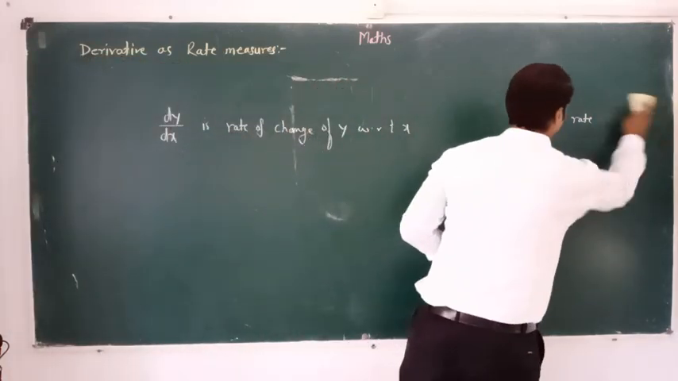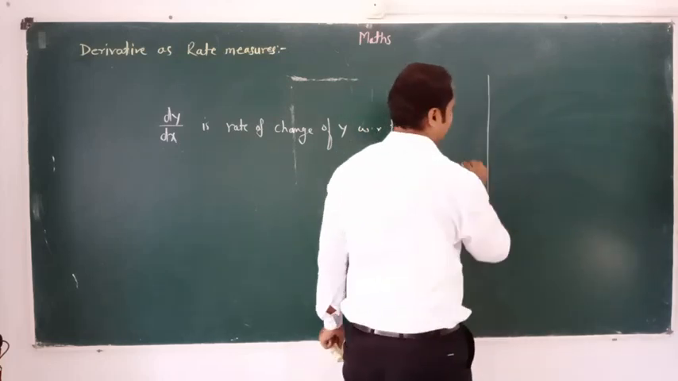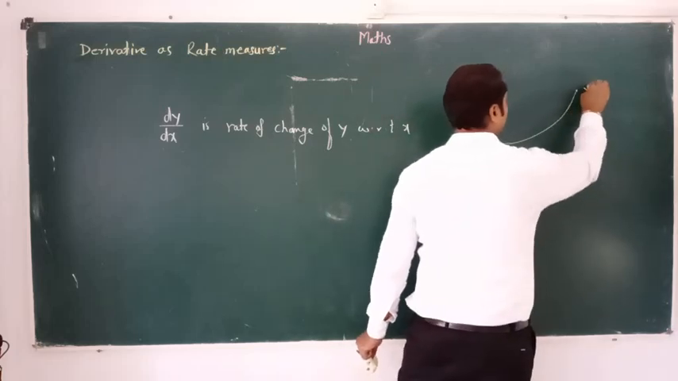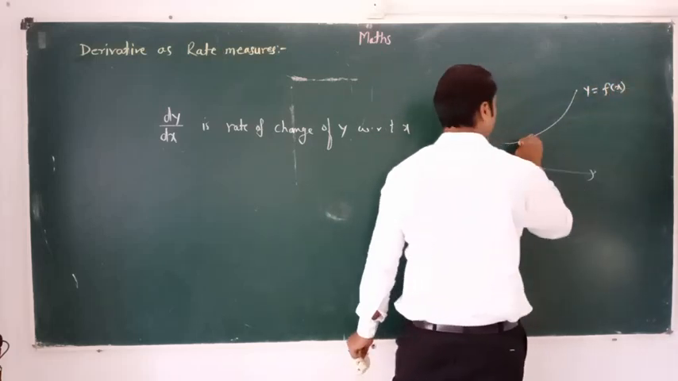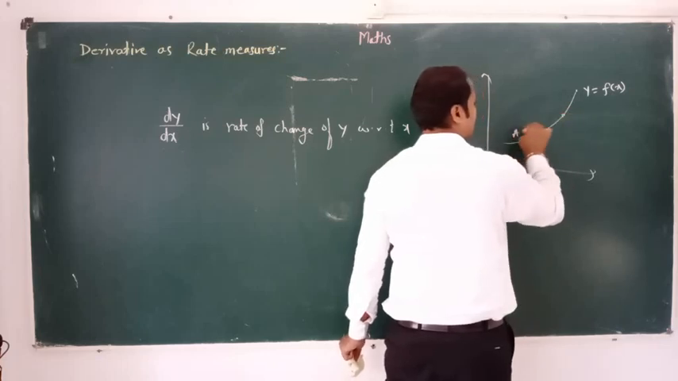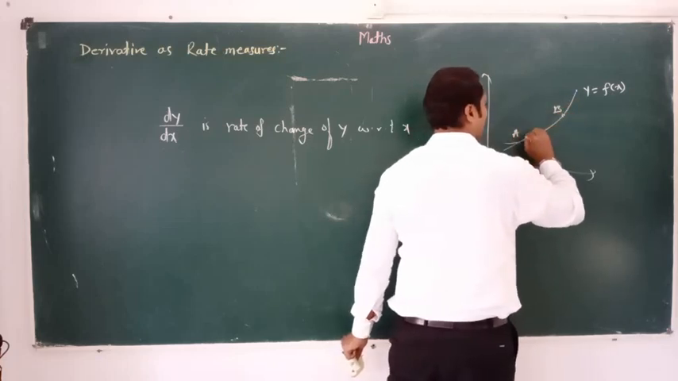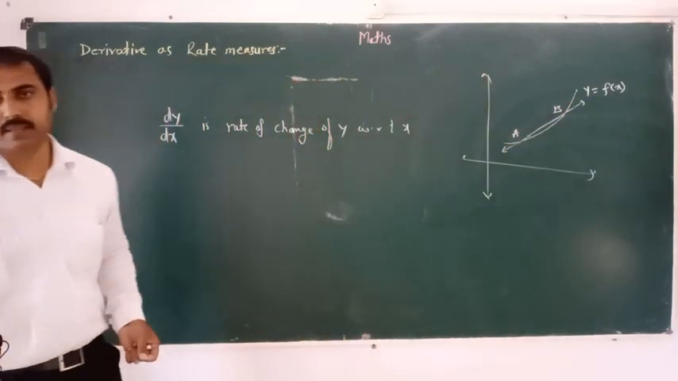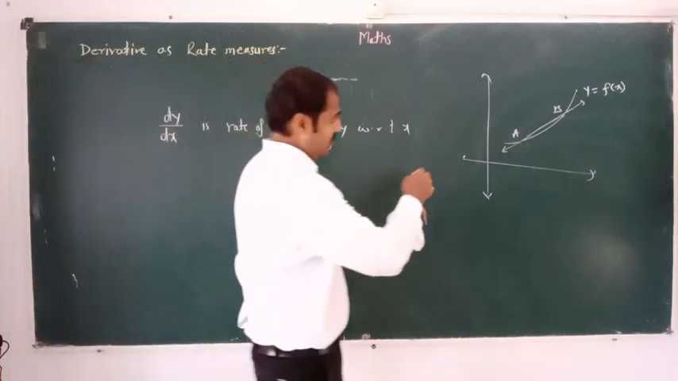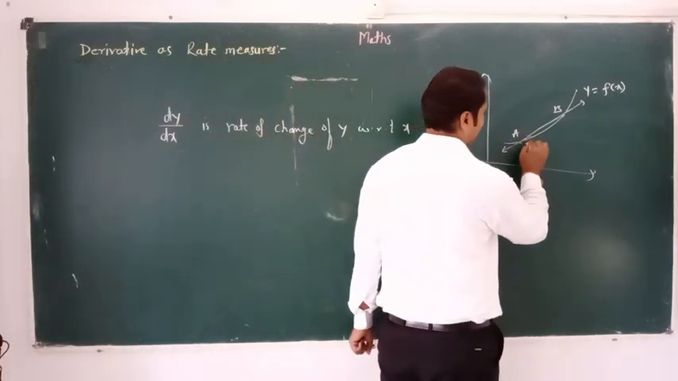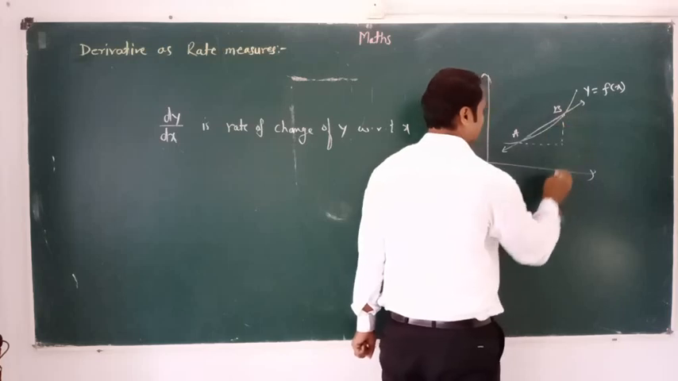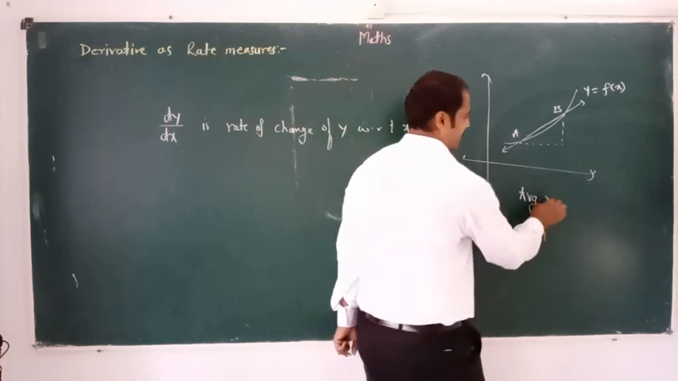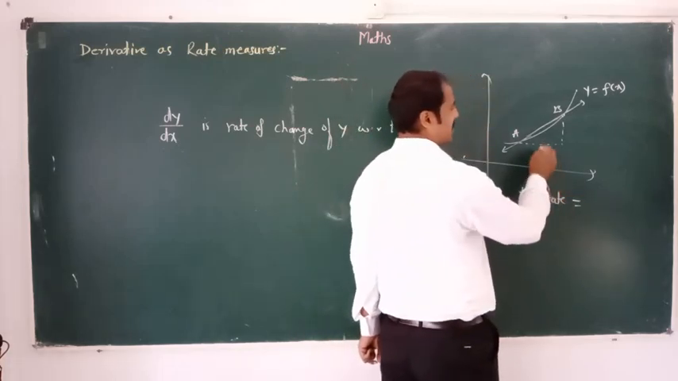Look here. Again, I can take the function y is equal to f of x, and the graph of the function is like this. There are 2 points on the curve, A and B. If I draw the secant AB through the points A and B, I can define the average rate.